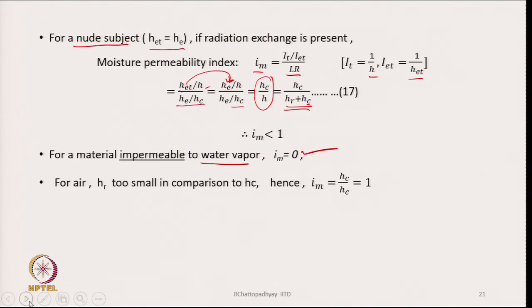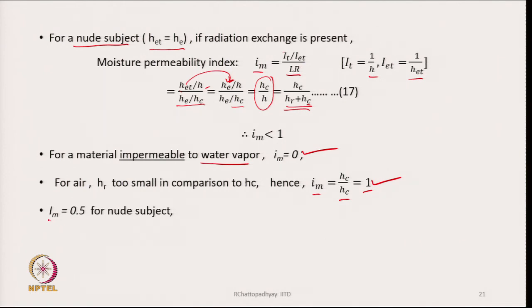Hence, Im for air is going to be hc by hc, which is equal to almost 1. So, Im for air is almost going to be 1, because hr is too small in comparison to hc.